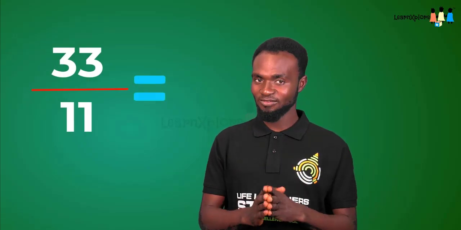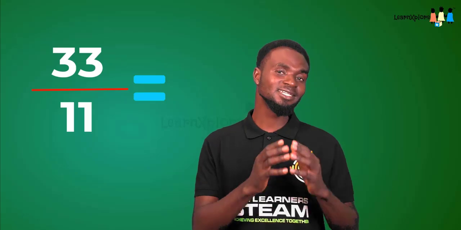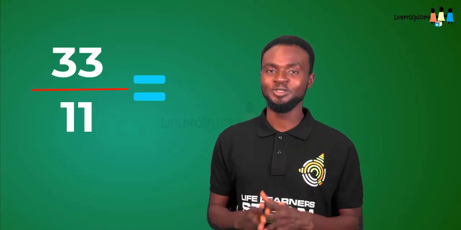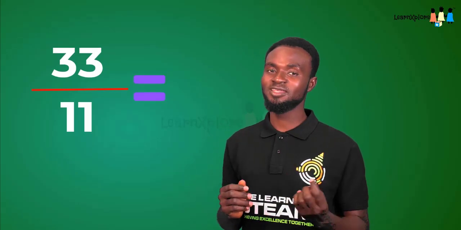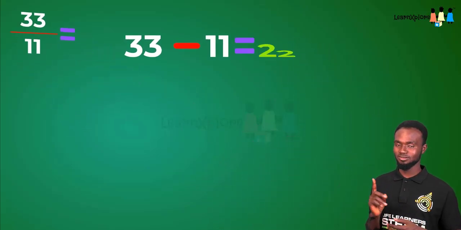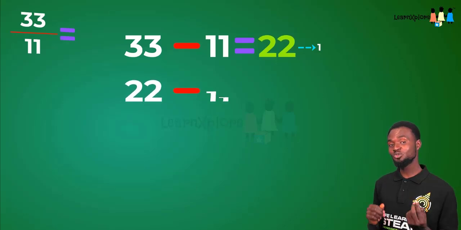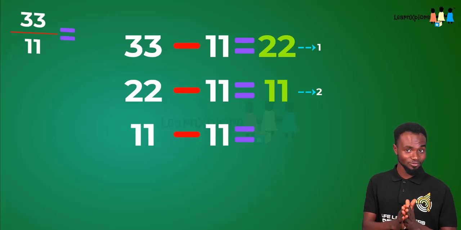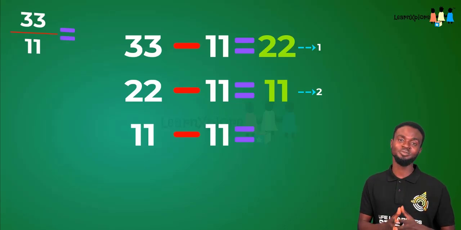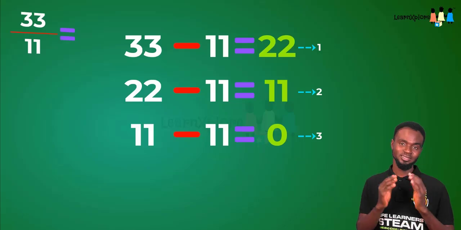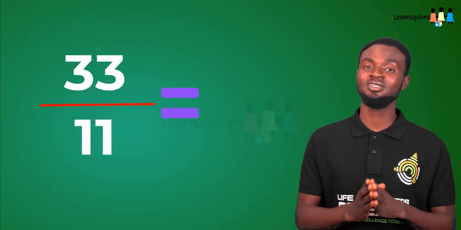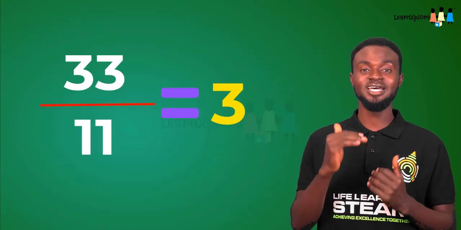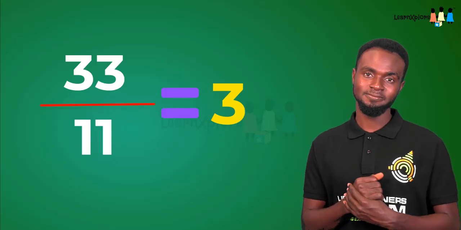And finally, 33 divided by 11. We use the repeated subtraction method. So let's subtract 11 from 33 until we have 0. 33 minus 11 is 22. That's 1. We have 22 minus 11 will give us 11. 2. And finally, 11 minus 11 will be 0, and that is 3. So 33 divided by 11 is 3. We did that subtraction 3 times.